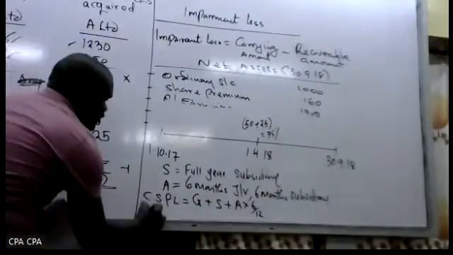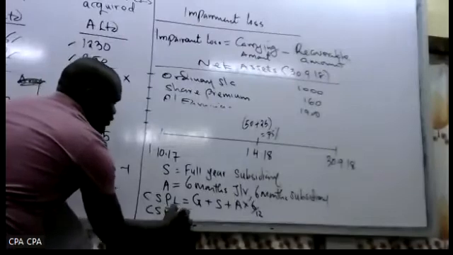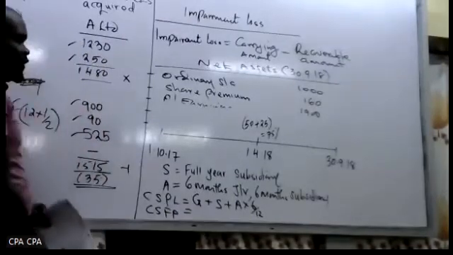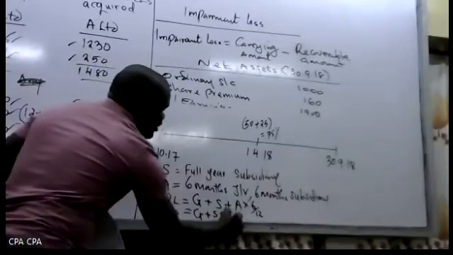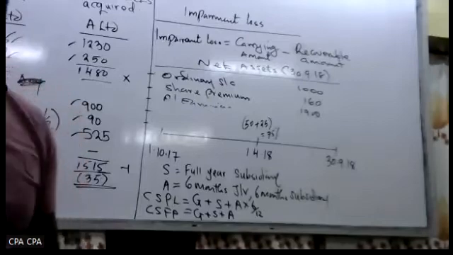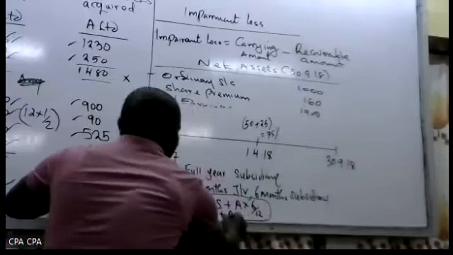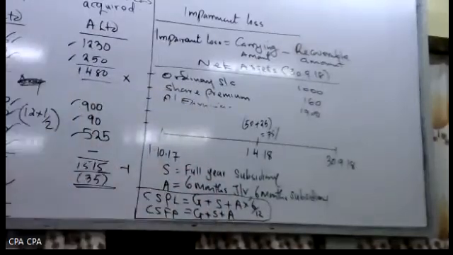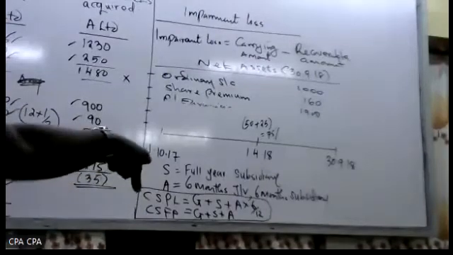What about the one which we have been requested to prepare, the consolidated statement of financial position? It will be G plus S plus A in full. Balance sheet is never apportioned. So this is the heartbeat of the question. Once you know that story, you have passed. This is where the question is.